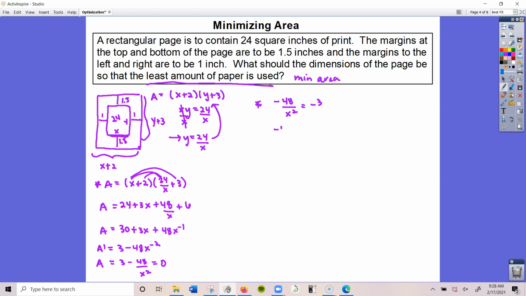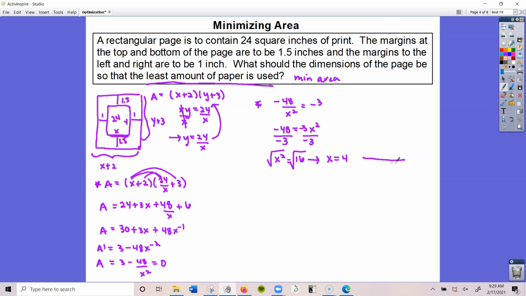Multiply the x squared to both sides. We get negative 48 is equal to negative 3x squared, since we don't want the x squared in the denominator. Divide by negative 3. We get x squared is equal to 16. And then square root, we get x is equal to 4. Remember, not plus or minus 4, just the positive 4, since these are dimensions.